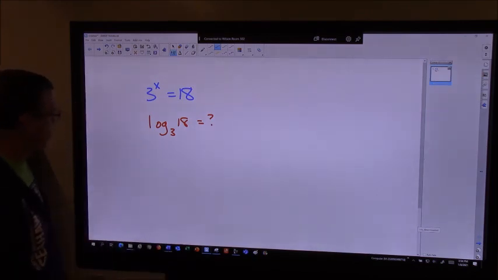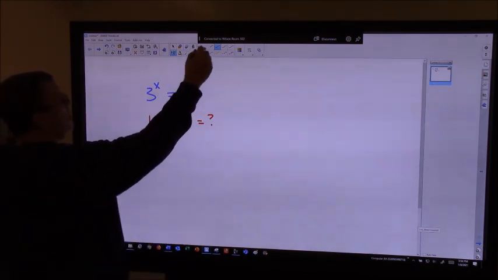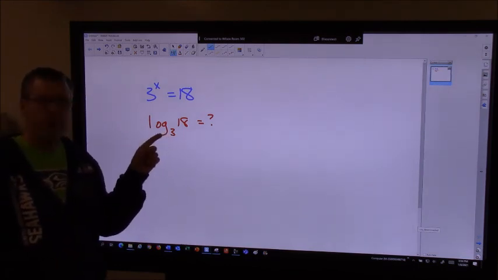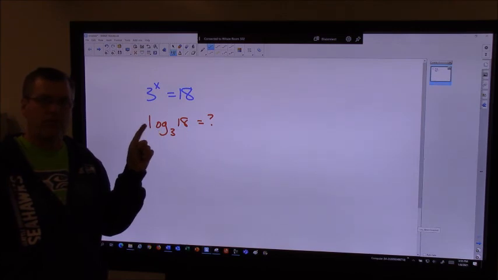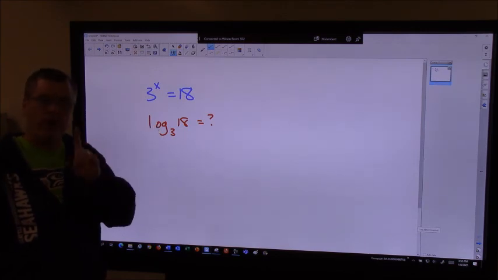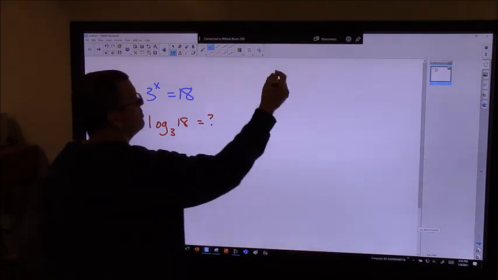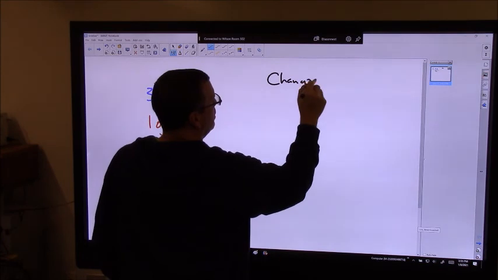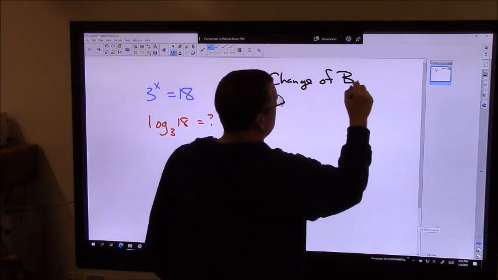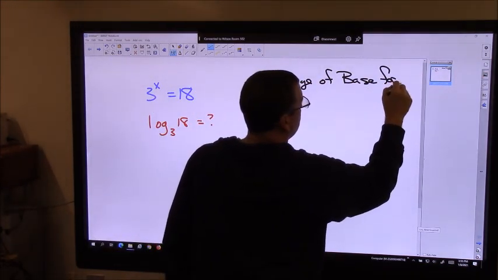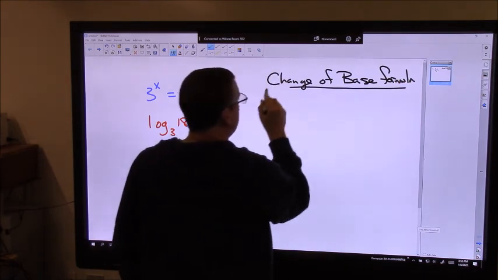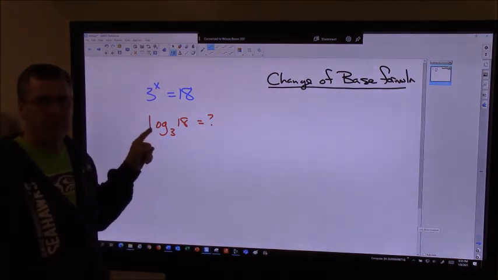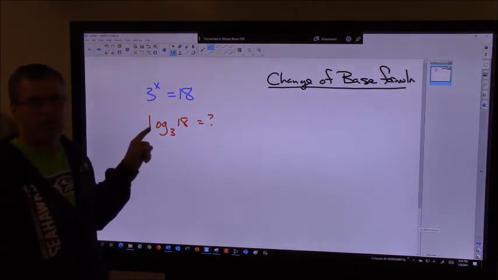Okay? And one of the things that we want to talk about today, I still can't figure this out because our calculators don't operate in base 3. They operate in base 10. So we can't do this. Okay? However, one thing that has been developed is something called the change of base formula. And when we say change of base, what we're doing is we're trying to change this to a base 10 problem. So our calculators can do it.